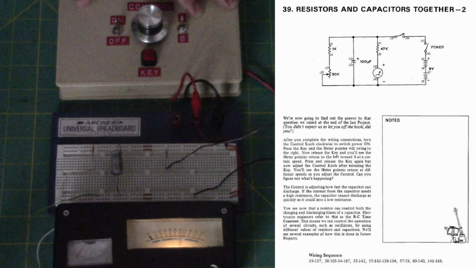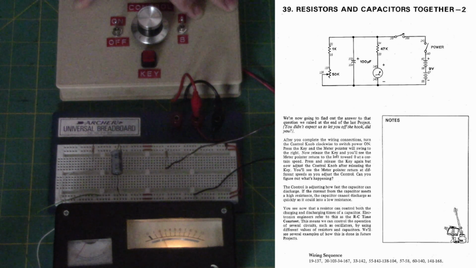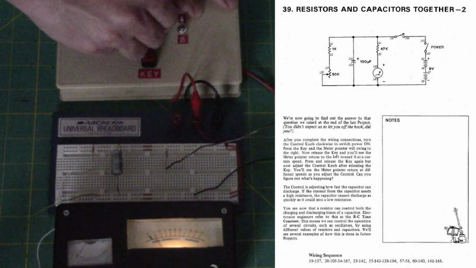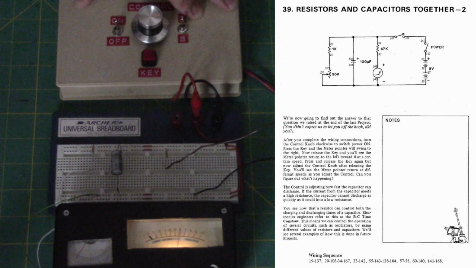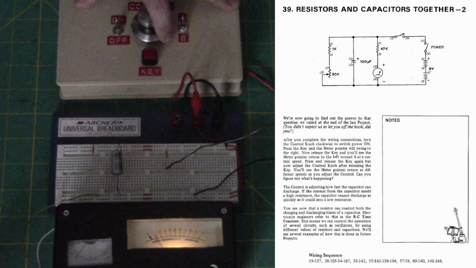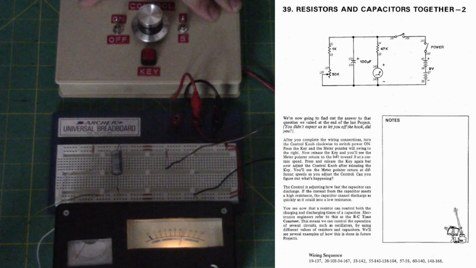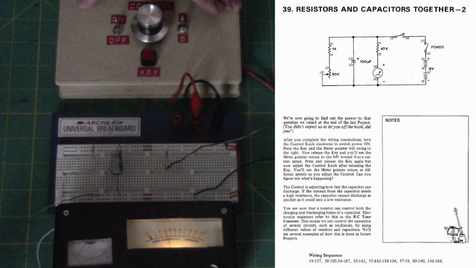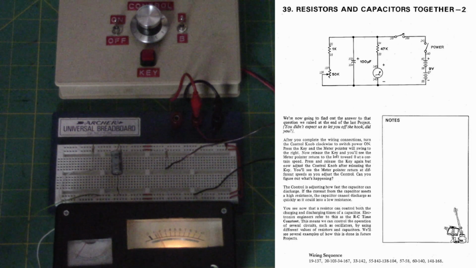Electronics engineers refer to this as the RC time constant. This means we can control the operation of several circuits, such as oscillators, by using different values of resistors and capacitors. We'll see several examples of how this is done in future projects.